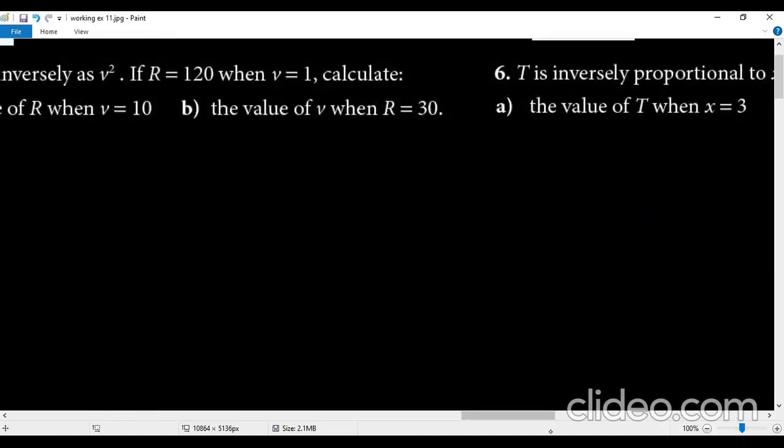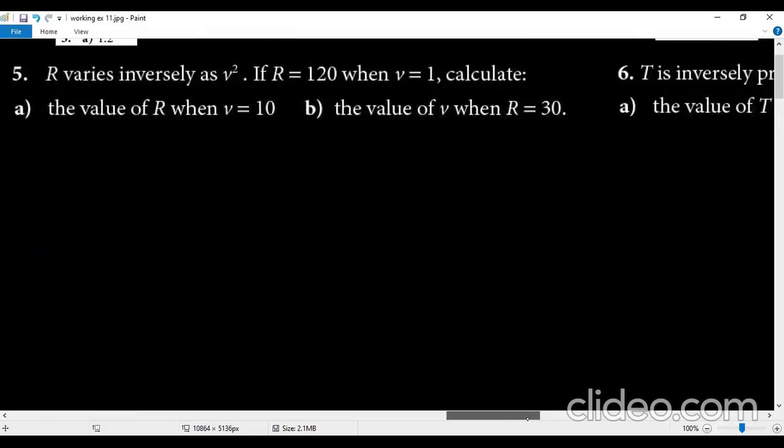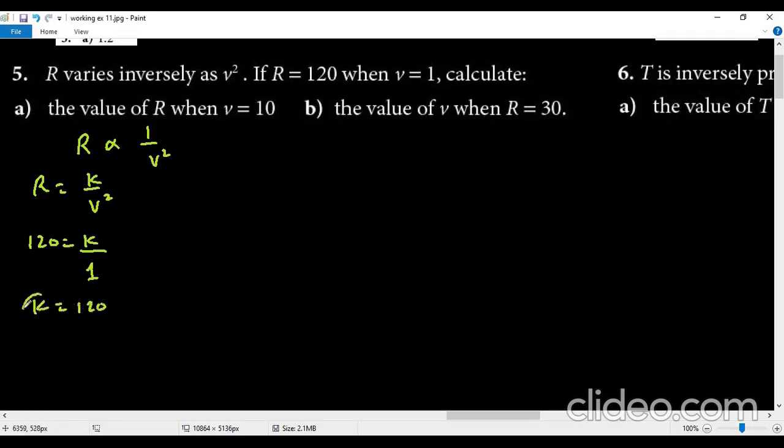Now comes question number 5. It says r varies inversely as v square. That means r is equal to k over v square. First find out the value of k. R is 120 and k is unknown. V is 1. That means k equals 120.